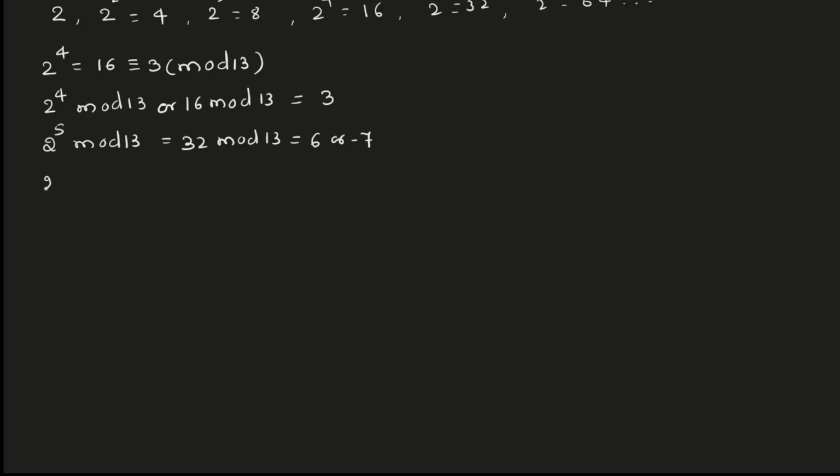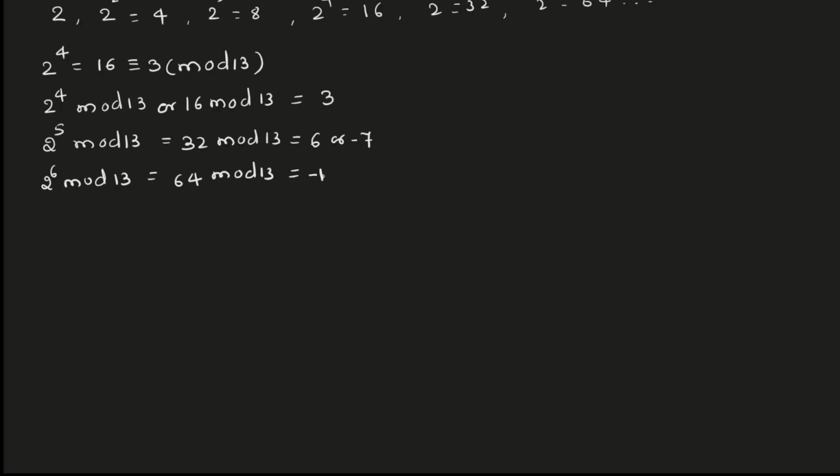Next is 2 raised to 6. 2 raised to 6 mod 13 is 64 mod 13. Whenever 64 is divided by 13, you can take, as I said, 13 fours or 13 fives. But when you take 13 fours, the remainder will be higher. With 13 fives, the remainder is minus 1. So we'll consider the smallest remainder as minus 1.